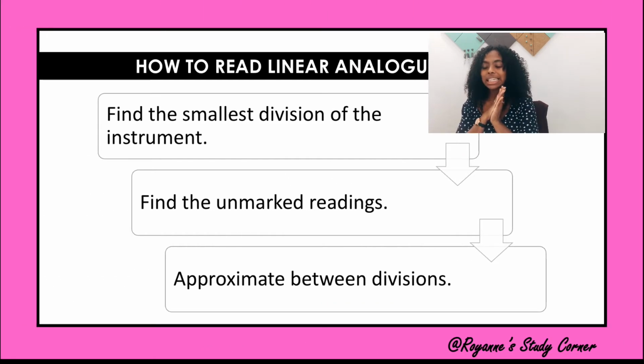How to read linear analog scales. There are 3 basic steps that you need to keep in the back of your mind. And once you've read enough scales, you don't even have to remember these steps anymore, because it becomes ingrained in your mind and you just do it without realizing. So the first step, find the smallest division of the instrument. The second step, find the unmarked readings. And the third step is to approximate between divisions. Let's go on to the next slide and go into that more in depth.